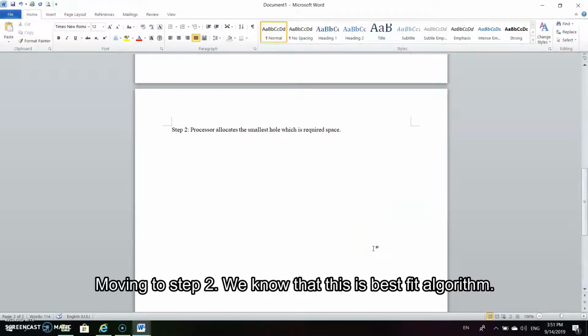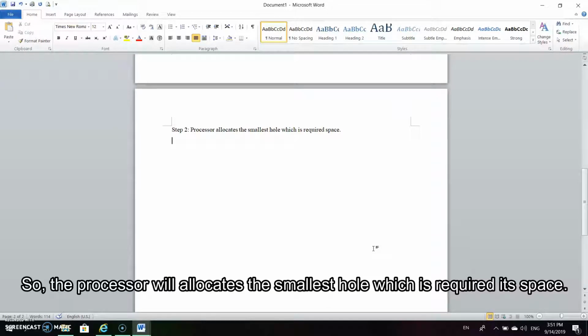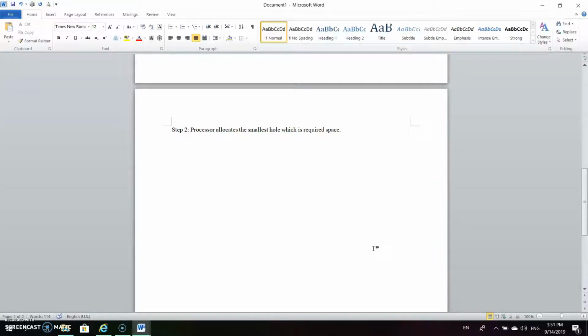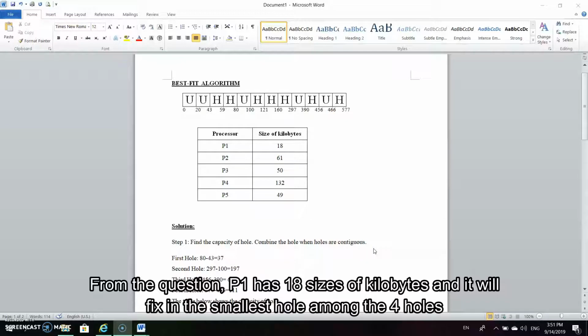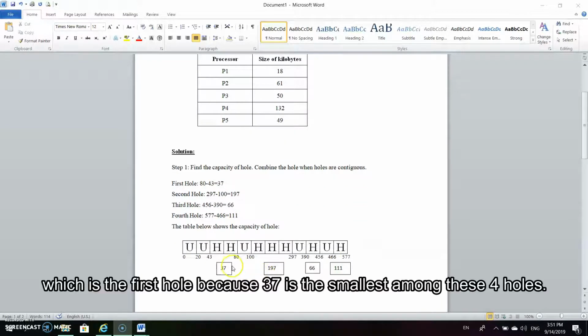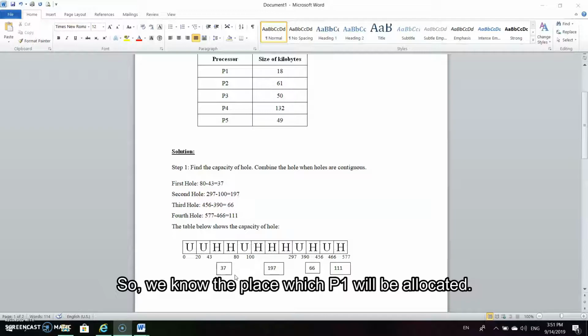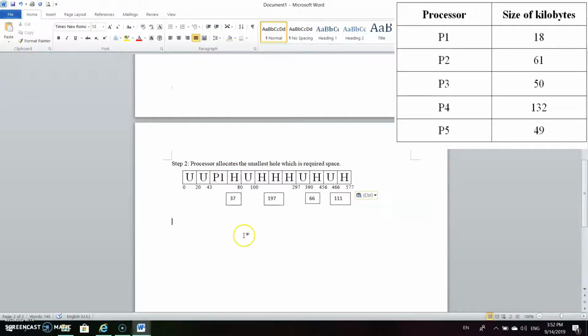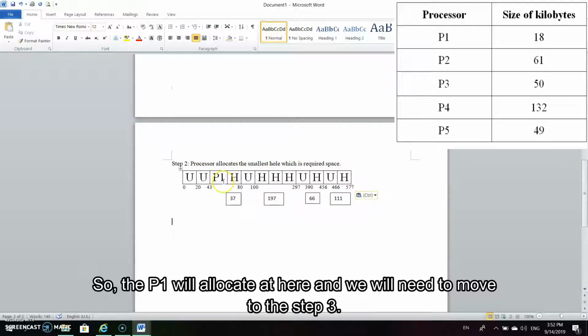Moving to step 2, we know that this is best fit algorithm, so the processor will allocate the smallest hole which has the space it requires. For this question, P1 has a size of 18 kilobytes and it will fit in the smallest hole among the 4 holes, which is the first hole. Because 37 is the smallest among these 4 holes, so we know the place where P1 will be allocated. So P1 will be allocated here, and we need to move to step 3.